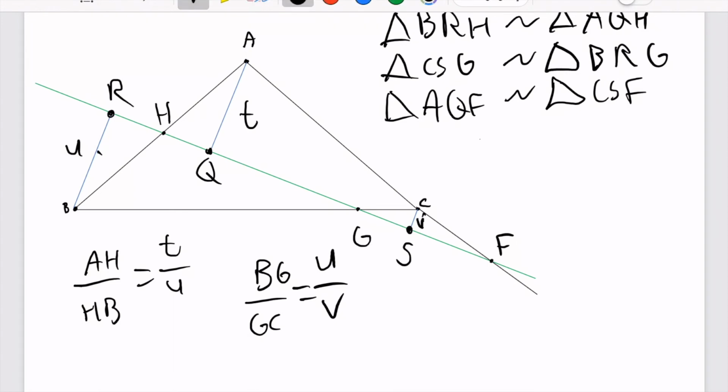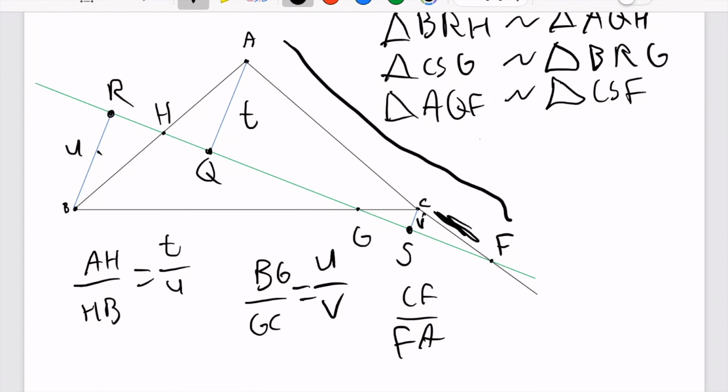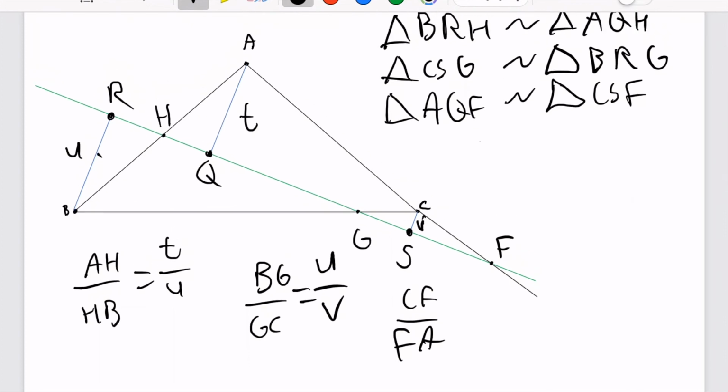These will be, if I can see that, CF over FA. So CF is in triangle CSF, and FA is in triangle AQF, then this ratio here, CF over FA, will be equal to the ratio V over T, because this side corresponds to the side.